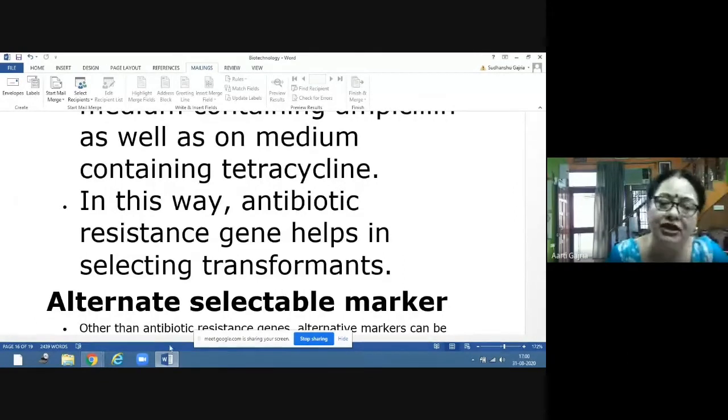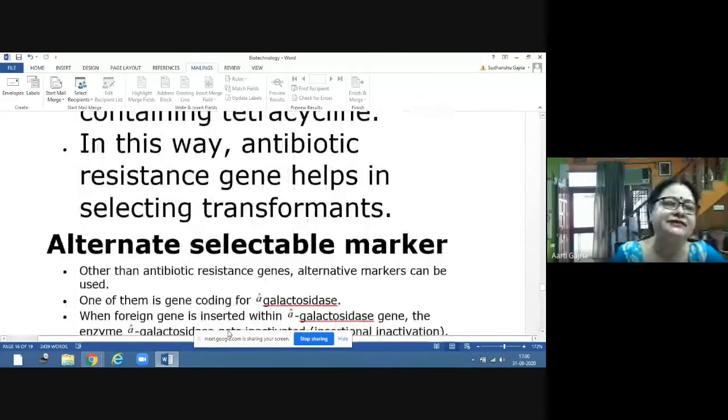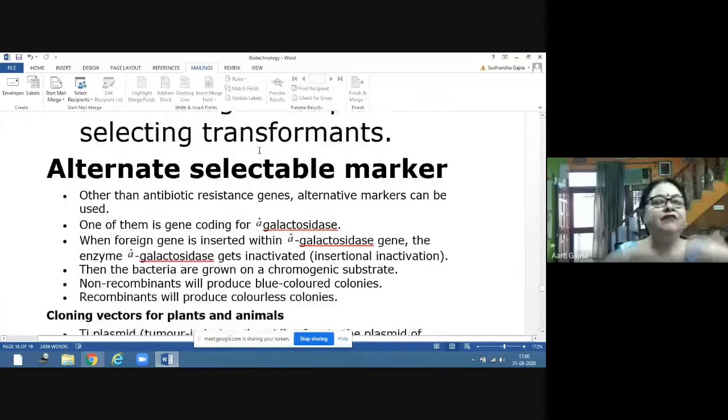Now there are alternative selectable markers as well, because these antibiotic resistance markers are very difficult to use, because we have to take 3-4 things. We have to take the media containing tetracycline, then the media containing ampicillin, and then we have to isolate. But there are certain alternate selectable markers as well, which are genes producing certain enzymes. So enzyme producing genes can also be selectable markers.